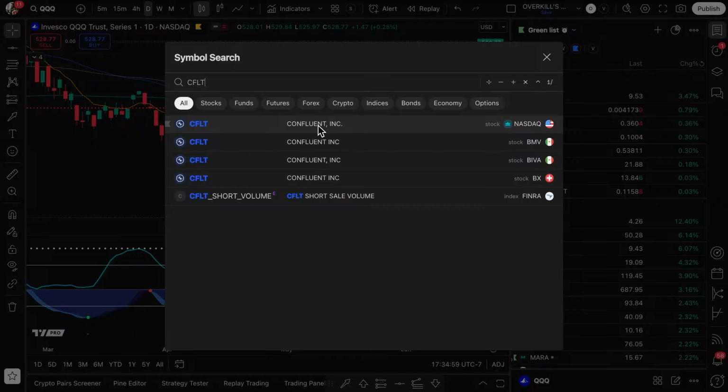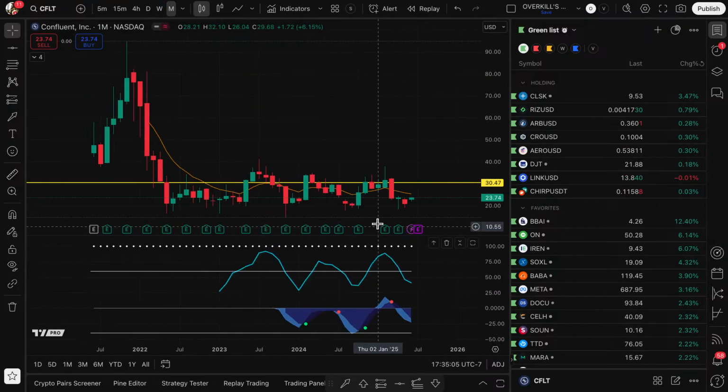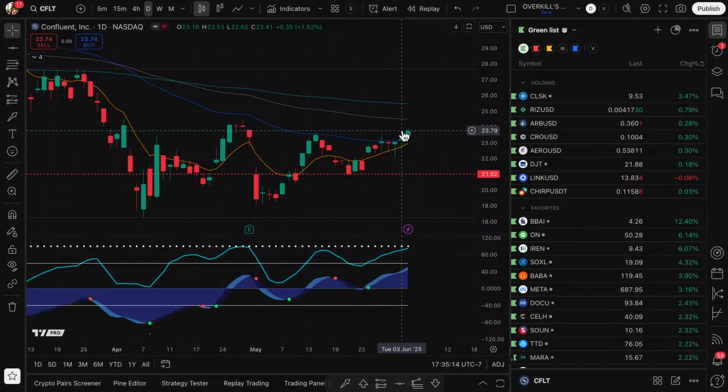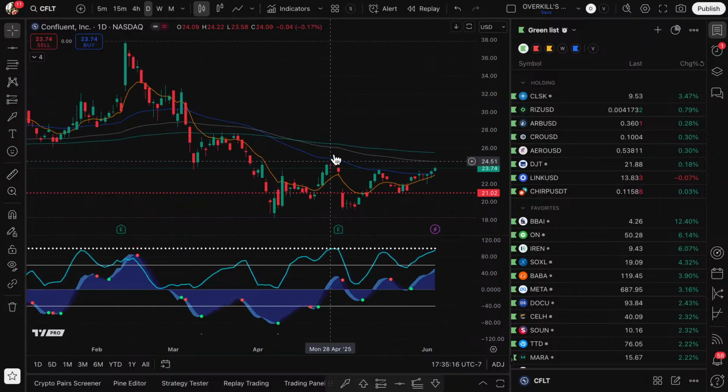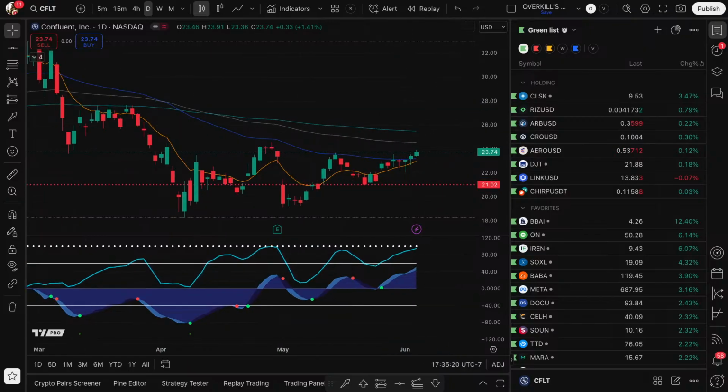CFLT is breaking out over the 50 line there. Monthly chart looks pretty good on this one. I like it as long as it can hold on to that $21 level. But it is breaking out over the 50 here after it's been rejected. Boom, it's popping up over that 50.